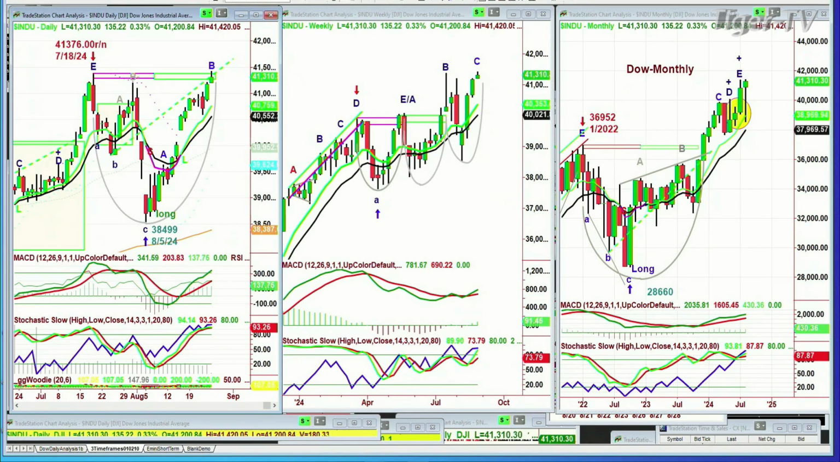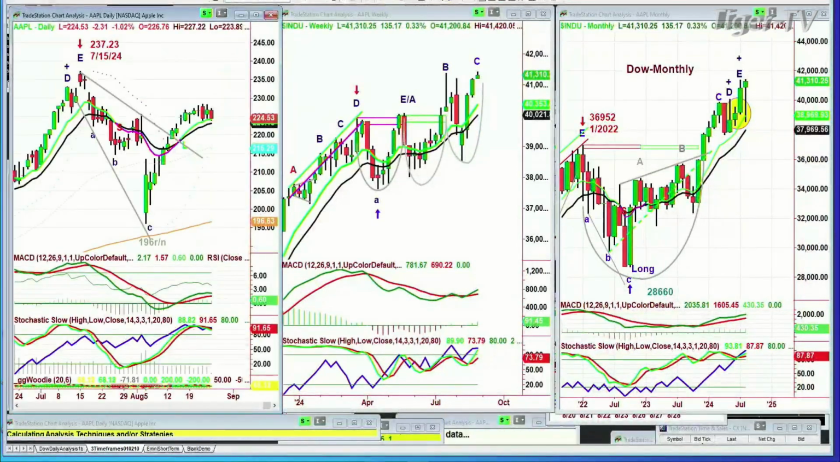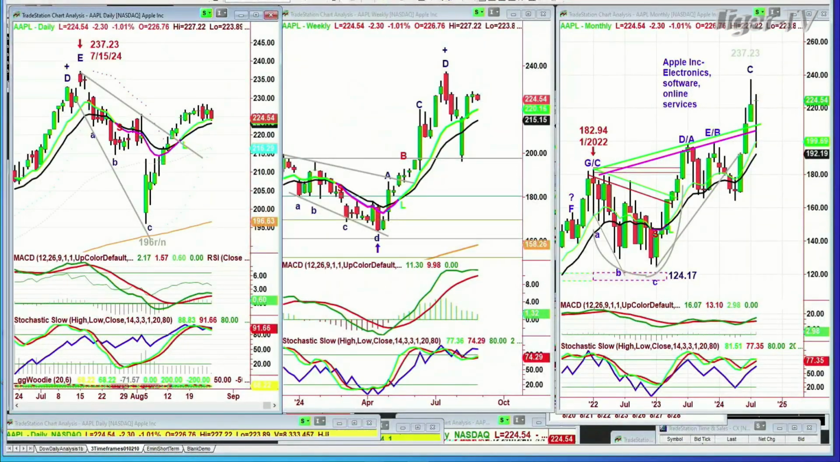So we've got Apple. It's gone to a leg A, peak B, counter trend rally, made that peak D in the weekly chart, but the 9 is still very strong over the 14 in the weekly chart.